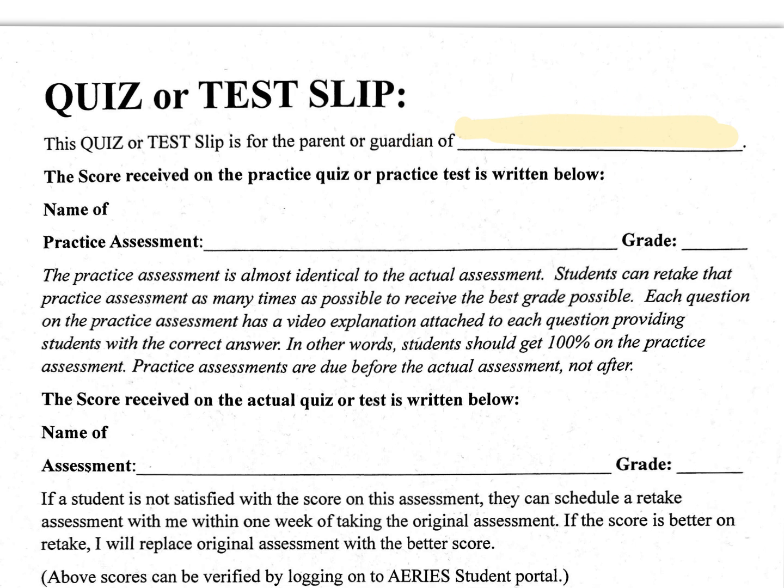Okay? And then right here it says the score received on the practice quiz or practice test is written below. It says name of practice assessment. So we had a practice test. It was called the Unit 0 practice test. So everybody should write that in.